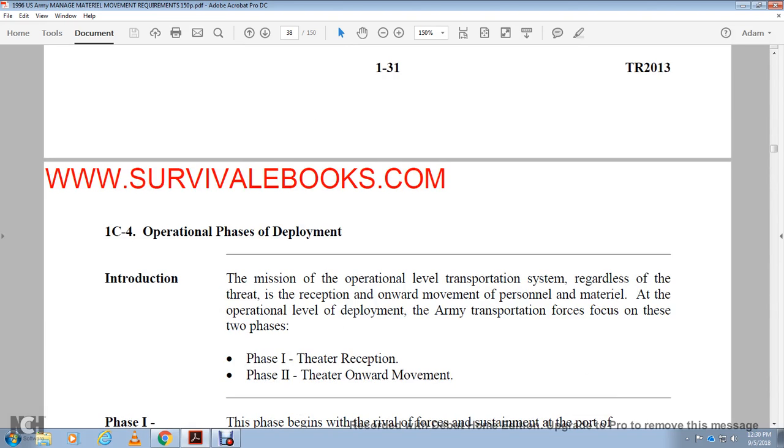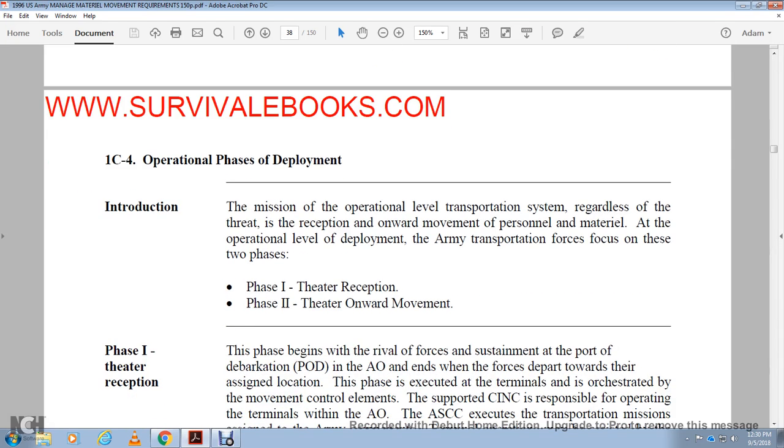Operational phase development, employment, introduction, and mission. The operational level of transportation, regardless of threat, covers the reception and onward movement of personnel and material at the operational level of deployment. Army Transportation Forces focus on two phases: phase 1, theater reception, and phase 2, theater onward movement.